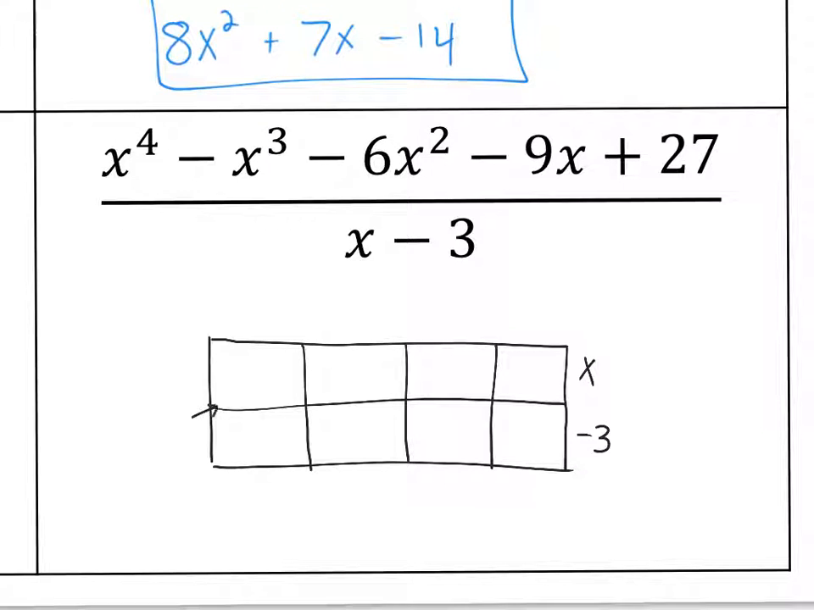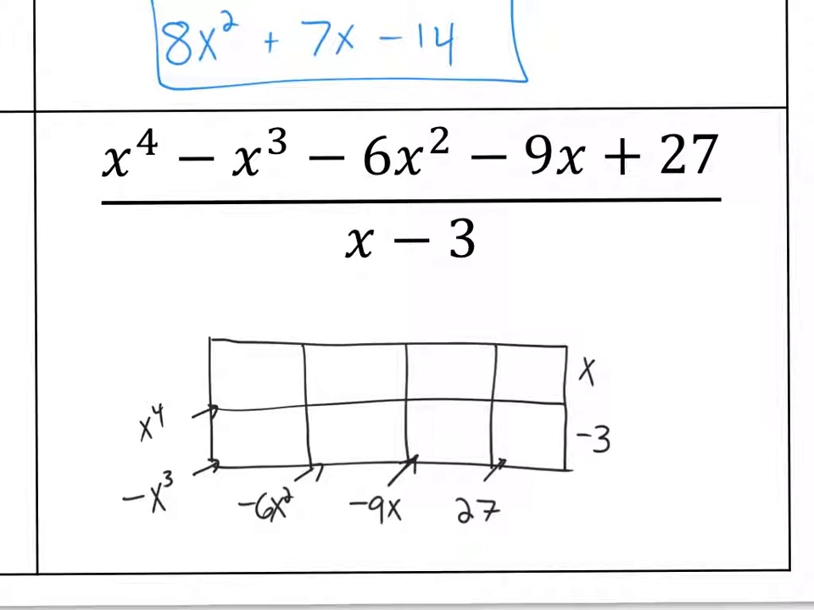And then in the diagonal goes the stuff from the top. So I've got my x to the 4th. I've got my negative x to the 3rd. I've got negative 6x squared, then negative 9x, and 27.